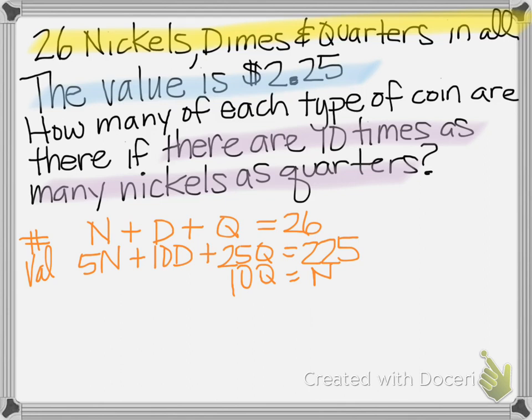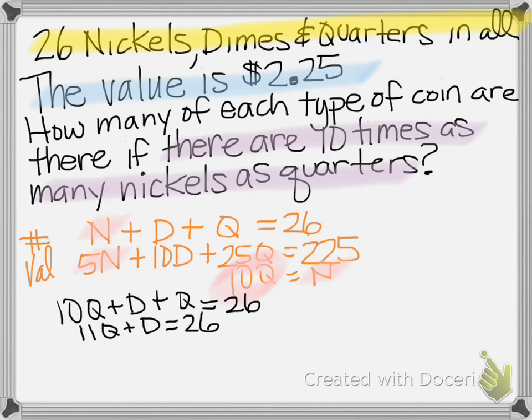The bottom one is really easy because it's a substitution. So we have an n, so we can go and plug it in where there are other n's. So we do that. We plug 10q in. We get 10q plus d plus q is 26. If we simplify that, 11q plus d is 26. Then we can plug it into the other equation.